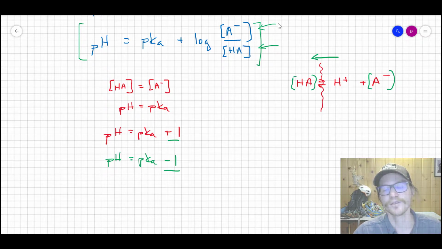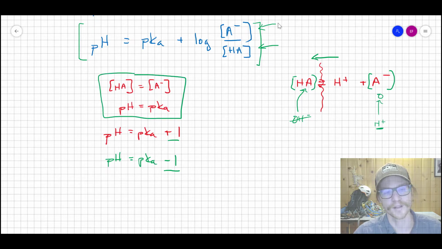Because if you've got everything in the HA form and you have almost 0 A minus, that means when you go to add H plus to the system, there's almost nothing there, which means it's not going to be buffered from the acid direction. It's going to be well buffered from the hydroxide direction, because if I add hydroxide, there's an abundance of HA to sweep up and neutralize that OH. So at what point do we have equal amounts? Well, that comes down to our first situation here, right? When the pH is equal to the pKa, that means that those two species are equivalent to each other, where HA and A minus are equal, and that's the aim.